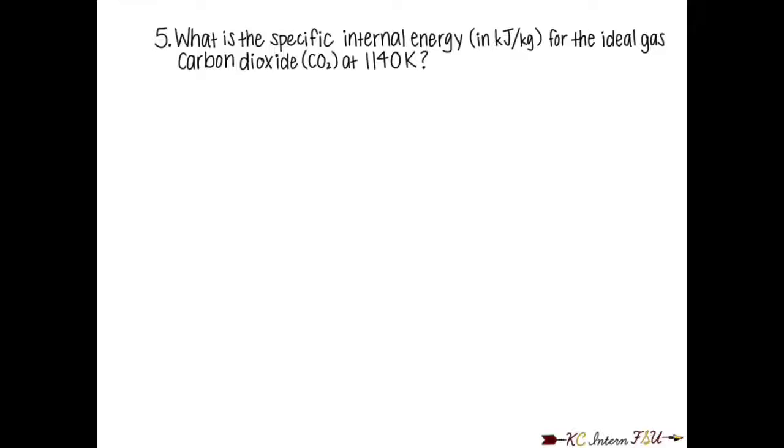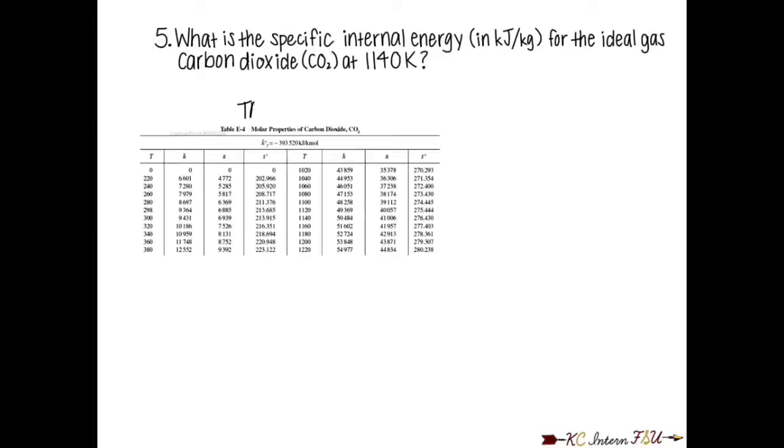Question 5. What is the specific internal energy in kilojoules over kilogram for the ideal gas carbon dioxide, CO2, at 1140 Kelvin? Using table E4 for properties of carbon dioxide, the specific internal energy can be determined. Locating a temperature of 1140 Kelvin, the specific internal energy is found to be 41,006 kilojoules over kilomole.